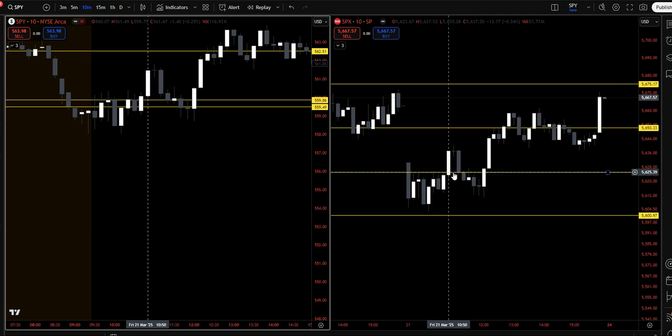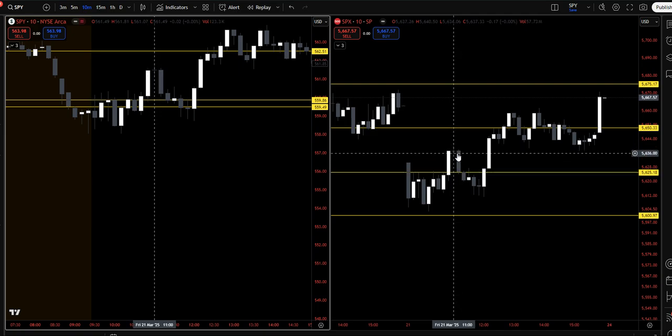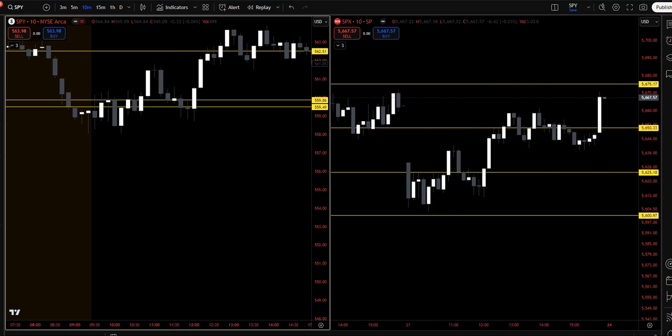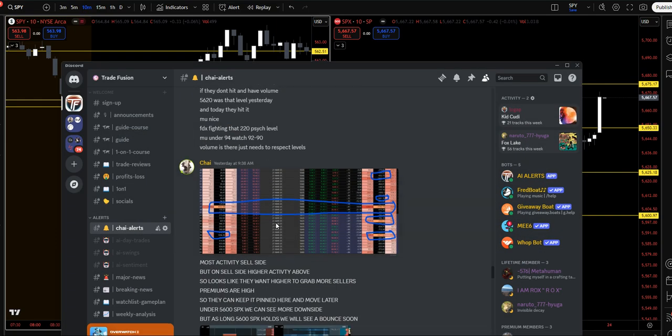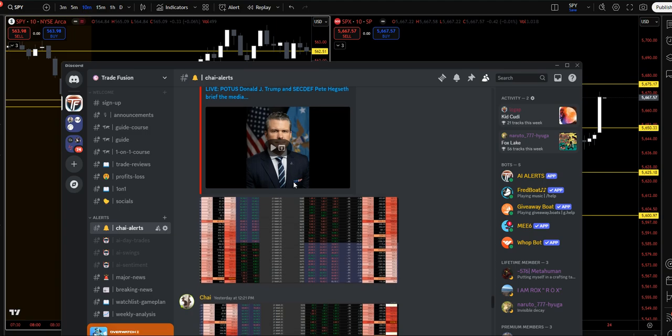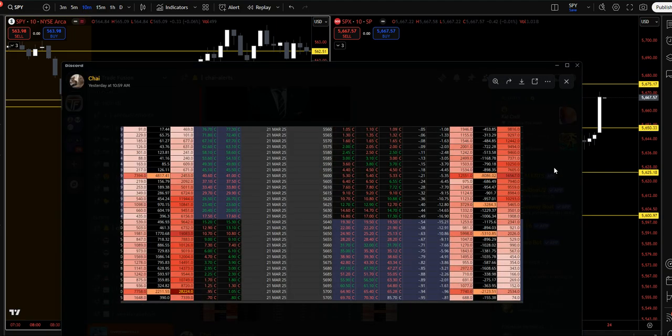But such a big candle, and it got to 5640 and then it reversed. Why did it not go to 5650? One, we could see. This picture was from the early morning, like 9:38. So then I posted another picture. Now let's analyze this picture.